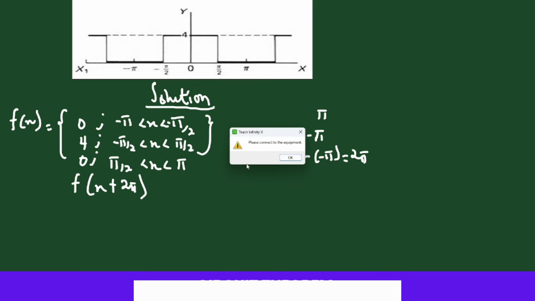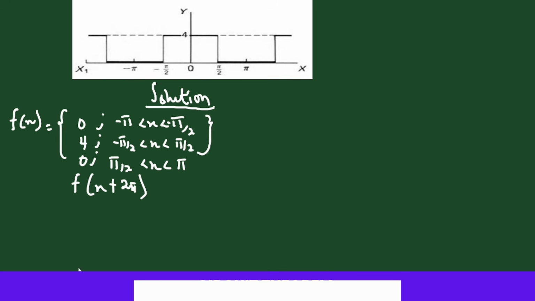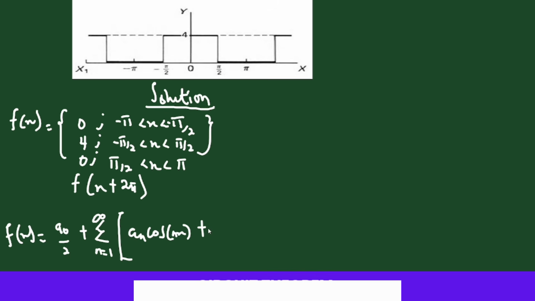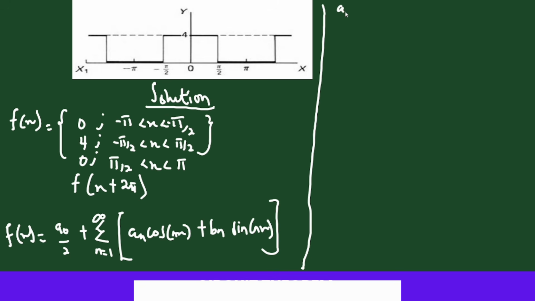Now, if we recall from our previous video, we know the general formula for a Fourier series of a 2 pi periodic function is a naught over 2 plus the sum from n equals 1 to infinity of an cos nx plus bn sine of nx. And we stated that a naught, an, bn are all Fourier series coefficients.